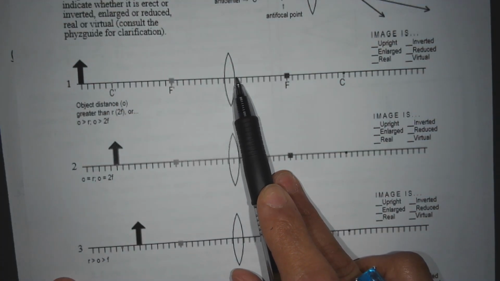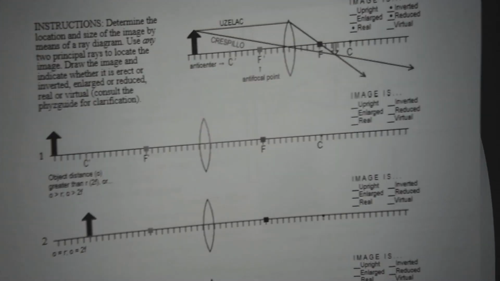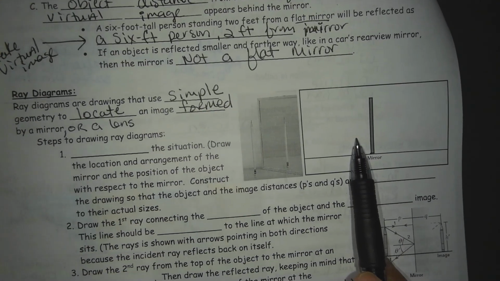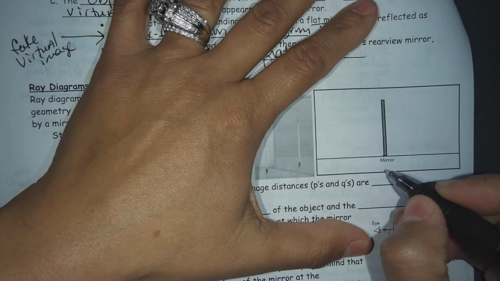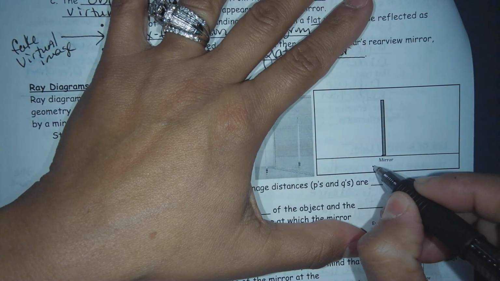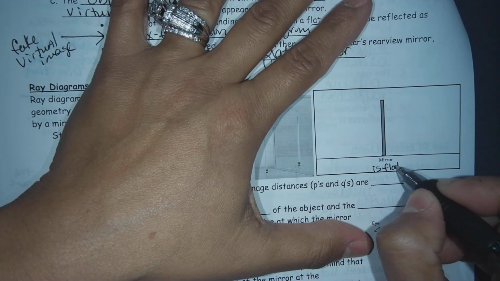That's called convex. So right now, whether it's your notes or the quiz this Friday, you need to look: is my mirror or lens flat, or is it bumpy? Is it curvy? This one is a flat mirror. So I'm going to put here, mirror is flat.